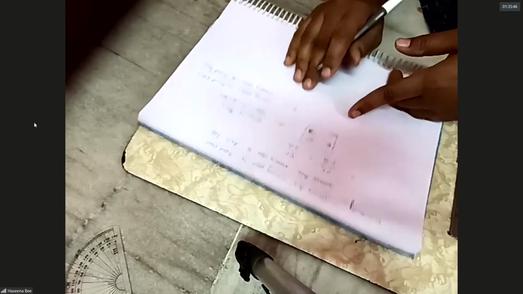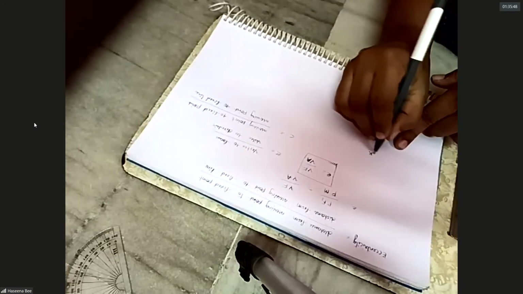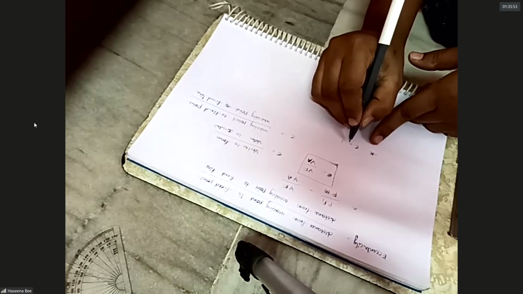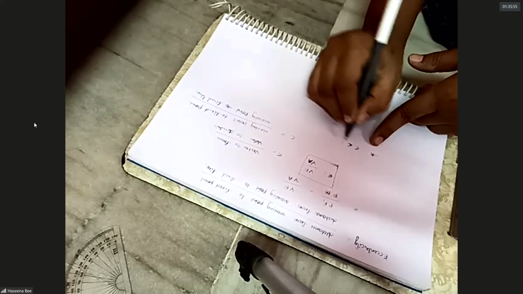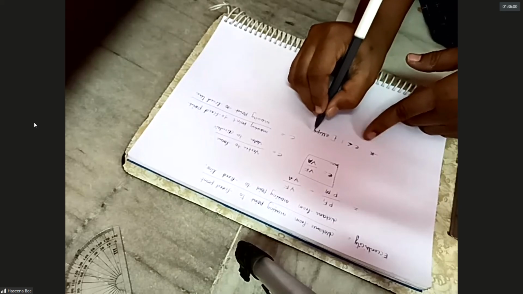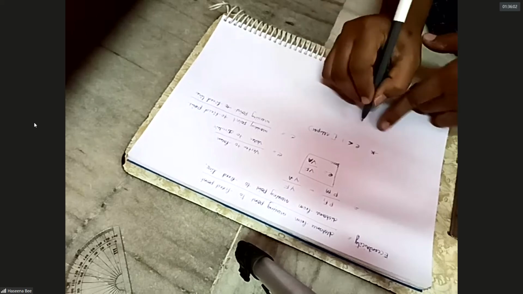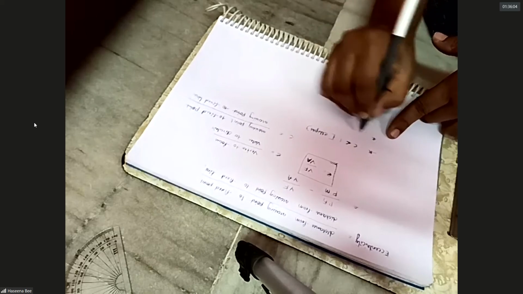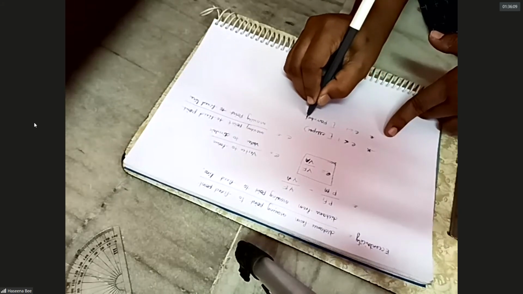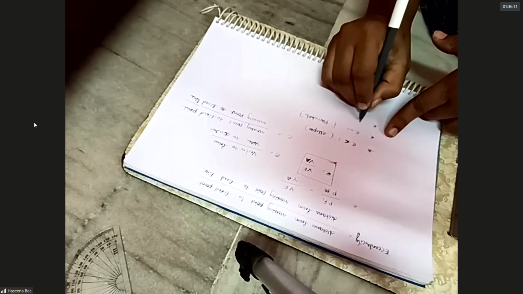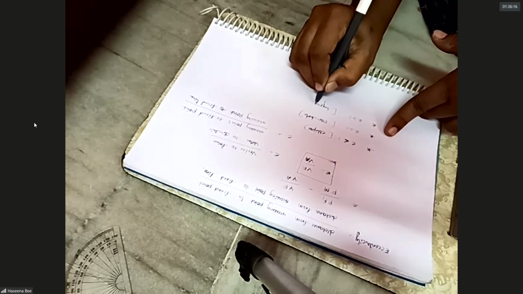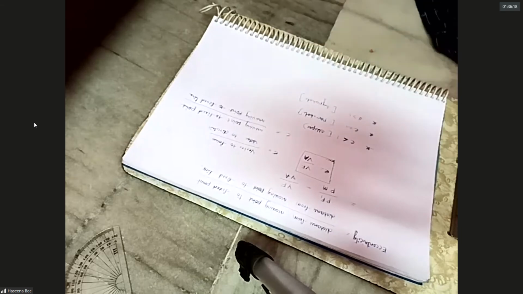Anything I can write. Now here the very important point comes. First one, E is less than 1. Then the curve form is known as ellipse. If eccentricity value is less than 1, the curve form is known as ellipse. Second one, if E is equal to 1, the curve form is known as parabola. If E is greater than 1, the curve form is known as hyperbola. Is it clear, ma?